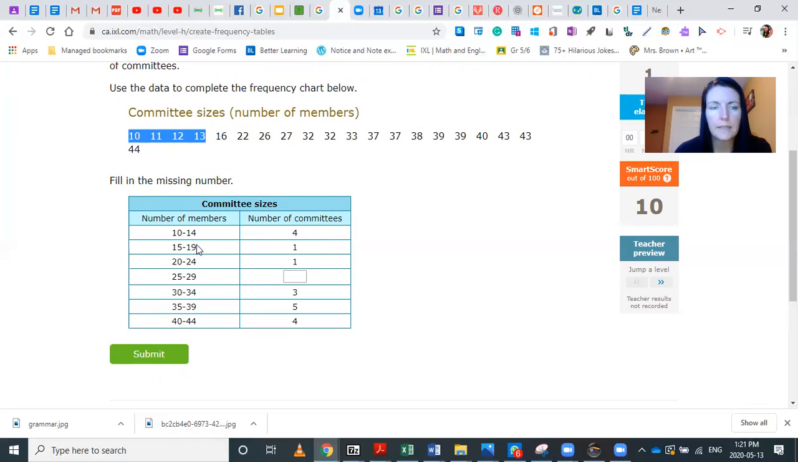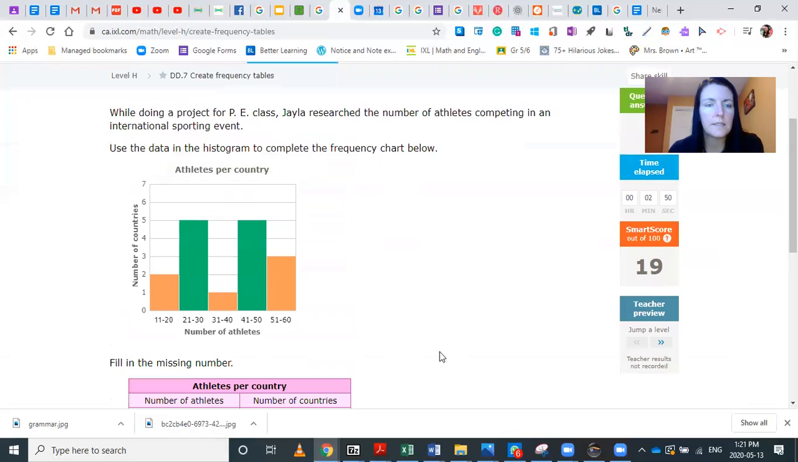So 15 to 19 would go, oh, there's only 1, right? So there's only 1 there. For 20 to 24, again, only 1. Now we're looking at filling in this blank, 25 to 29. So we've got 25, so that would keep going to 29, and 32 is too big, so that's not included. So we've got 2 committees that fit into this category. All right, and submit. Let's look at this one.